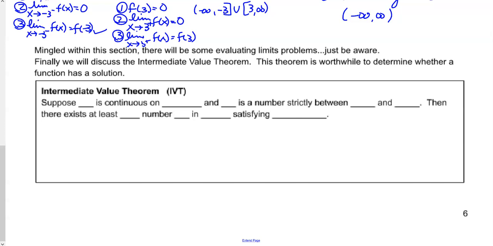But finally, we're going to discuss this important theorem, which is the intermediate value theorem. This theorem is worthwhile to determine whether a function has a solution. So let me give it to you and draw a graph and then we'll work with it.